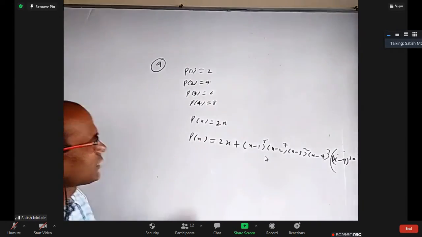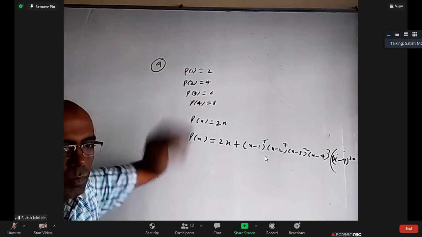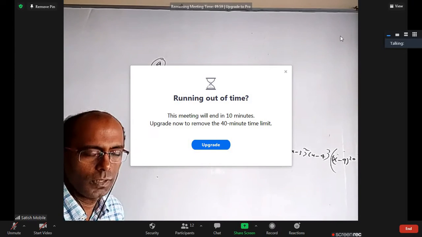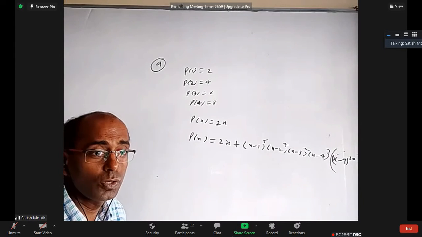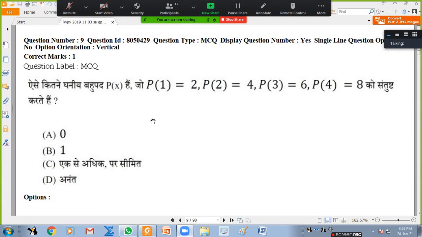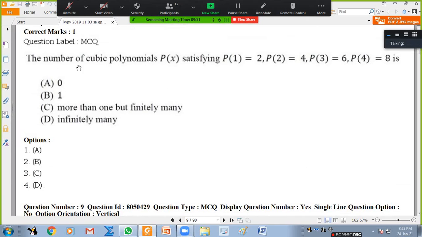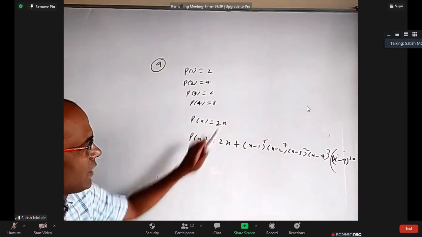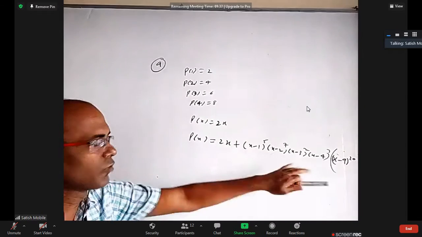So now tell me, satisfying this 4 data, how many polynomials are there? Infinite, infinitely many. But the question is, how many cubic polynomials are there? The number of cubic polynomials P of x satisfying P of 1 is 2, P of 2 is 4, P of 3 is 6, P of 4 is 8. That you cannot find. Why? Either it is 2x, or next it must be minimum 4th degree.